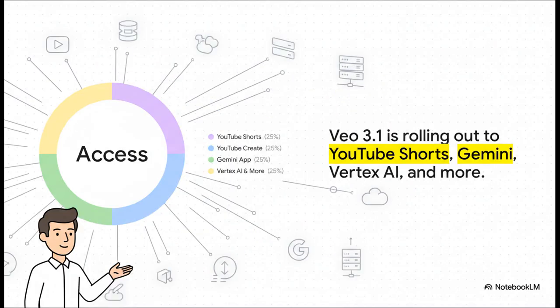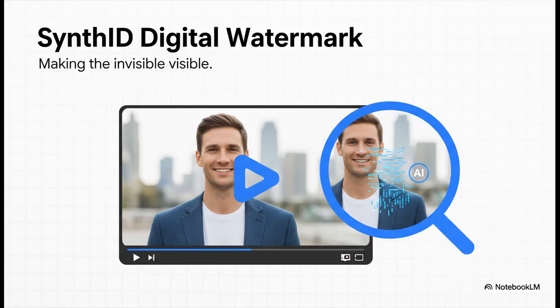So where can you find this? It's rolling out on YouTube Shorts, Gemini, and a bunch of other places. And for transparency's sake, every video is marked with a digital watermark, so you'll always know it's AI.